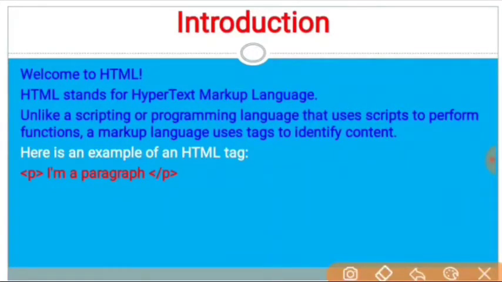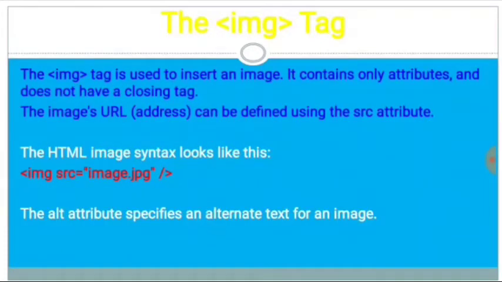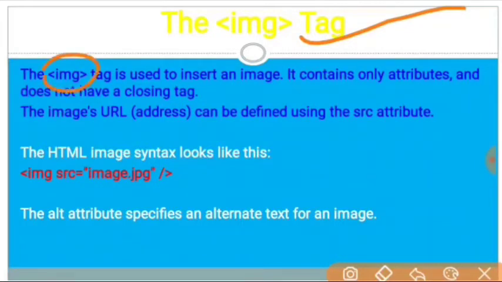So here you can see this one, and this is the tag, which is P written here. P means paragraph. That is why here it is written I am a paragraph. Now moving ahead, we are going to learn the img tag, which is the image tag. The img tag is used to insert an image. You can give the src, or you can say source, of your file from the computer.